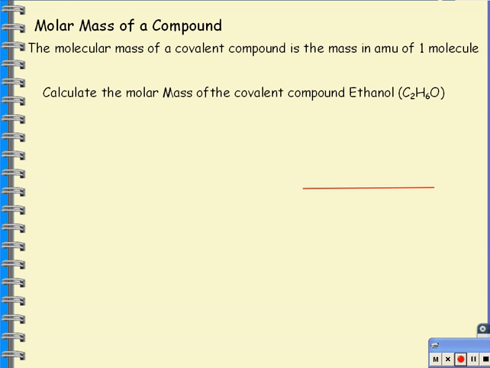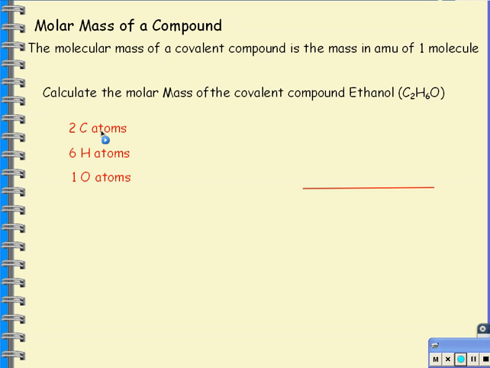So, another example. Molar mass of a covalent compound is the mass in 1 AMU of a molecule. So when we have a molecule, we have to add those masses all together. So let's look at ethanol, whose chemical formula is C2H6O2. So we have 2 carbon atoms, we have 6 hydrogen atoms, and 1 oxygen atom.